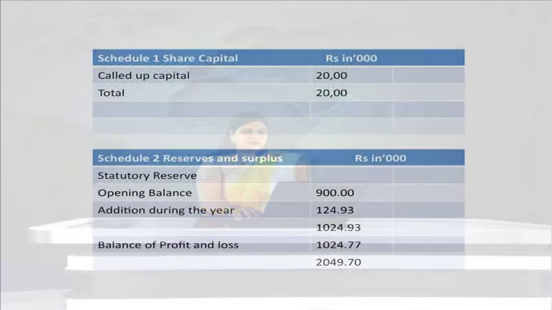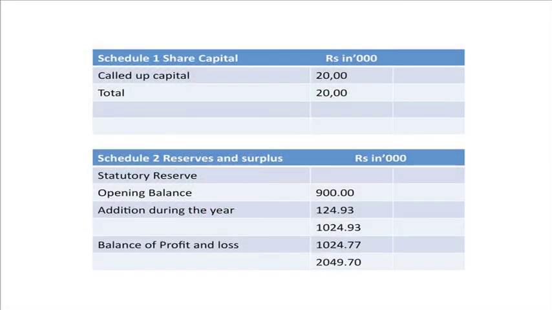So, we are done with one part of the preparation of the balance sheet, that is, we have prepared the schedules of the P&L, prepared the P&L and extracted the reserves amount. So, let us move ahead and prepare the balance sheet. First of all, we will prepare the schedules of the balance sheet. The first one is share capital. It is being given in the question as 2000, that is 20 lakh.